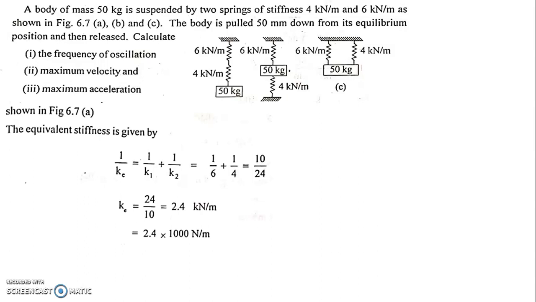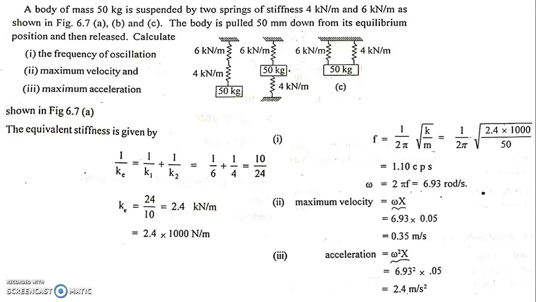So we will be getting the equivalent stiffness as 1 by Ke. So we have to calculate the value of Ke by taking the inverse. 24 by 10 as 2.4 is the equivalent stiffness. For springs connected in series, the equivalent stiffness will be lesser than the smaller spring. So 2.4 times 10 raised to 3 Newton per meter is the equivalent stiffness.